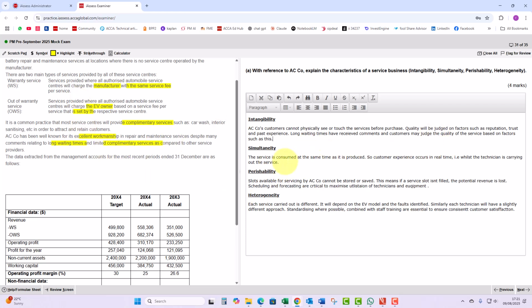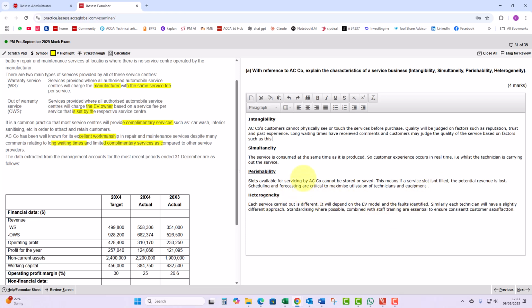Simultaneity, the service is consumed at the same time as it is produced, so customer experience occurs in real time, i.e. whilst the technician is carrying out the service. Perishability, slots available for servicing by AutoClinic cannot be stored or saved. What's the implication here? This means if a service slot isn't filled, the potential revenue is lost. Scheduling and forecasting are critical to maximize utilization of technicians and equipment.